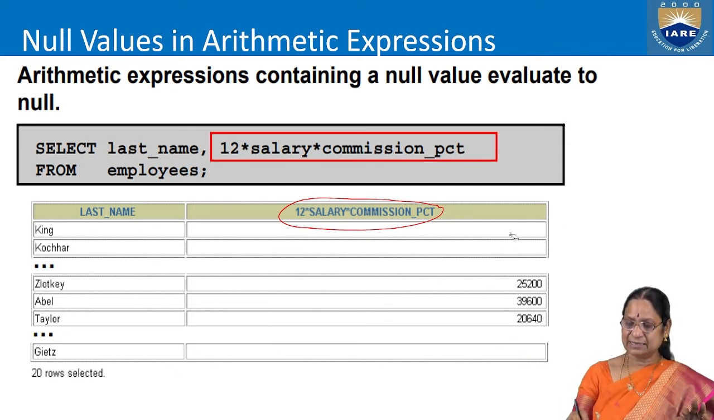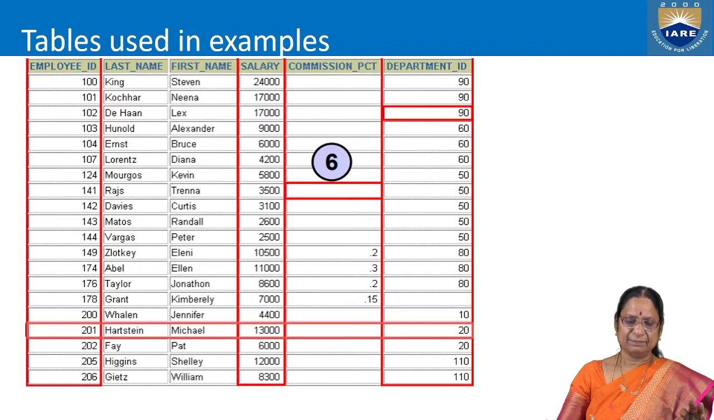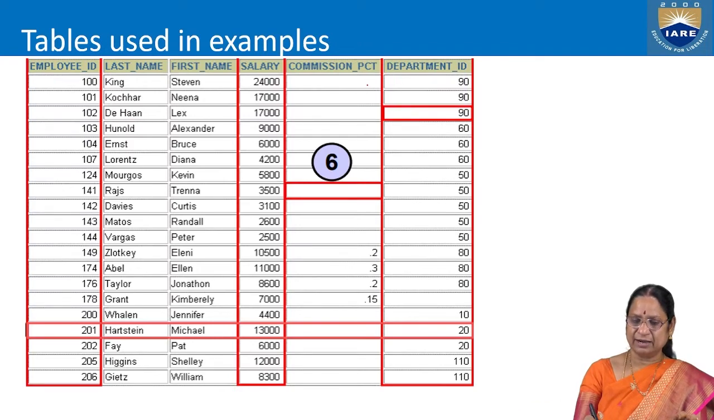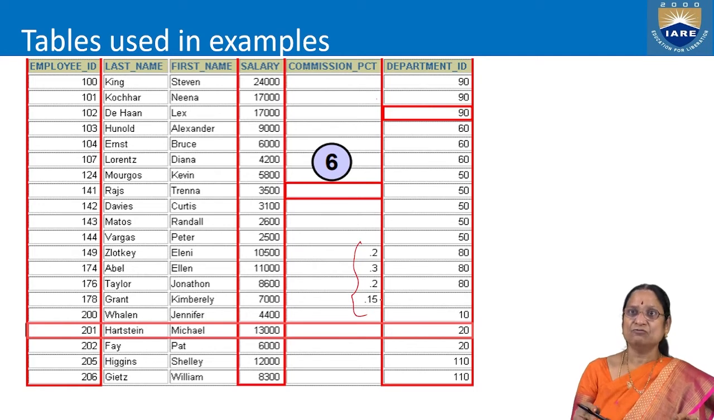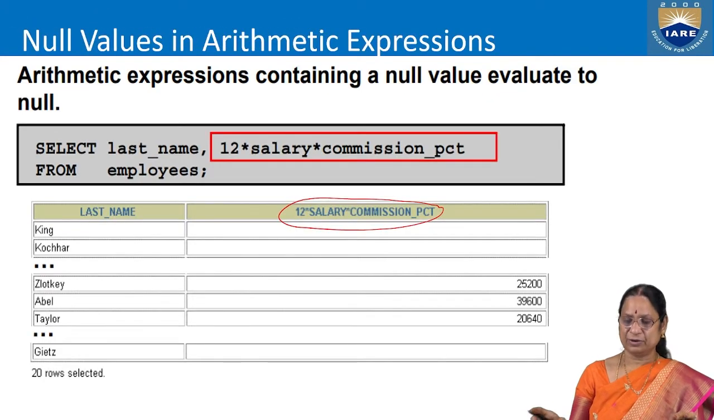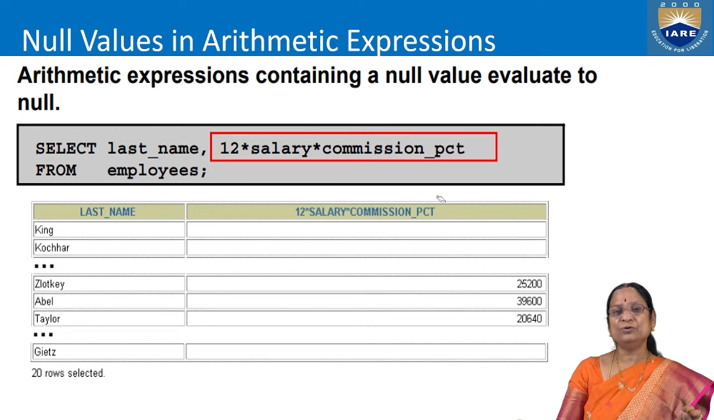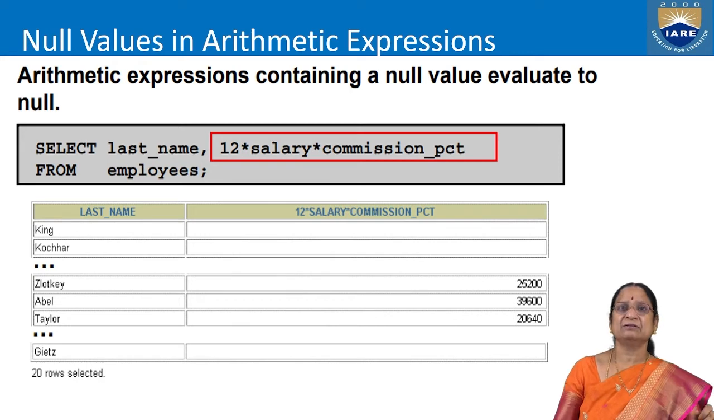Why? Because for these three people, please check in your database: King, commission, NULL, nothing is there. Kochhar, no commission points. Gietz, no commission points. Only the other people have commission points, and only for them is it evaluated. For all other people, you find the results are empty. Empty means NULL. You observe, no value for these expressions. That means while doing any expression evaluation, if some attribute possesses a NULL value, the resultant value is also NULL.